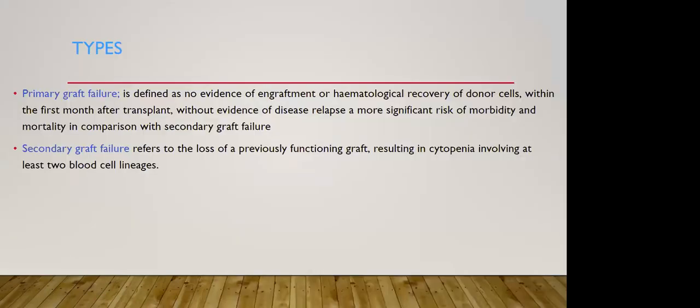Primary graft failure is defined as no evidence of engraftment or hematological recovery of the donor cell within the first month after transplant. Primary failure is associated with significant mortality. Secondary graft failure refers to the loss of previously functioning graft resulting in cytopenia, as I showed in the first slide.